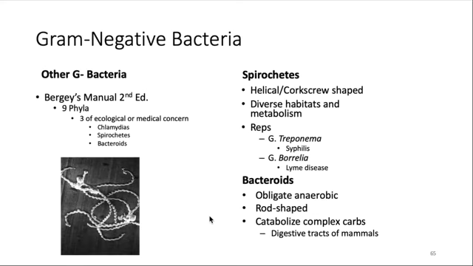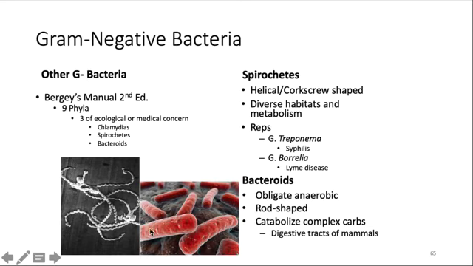So you see the spirochetes in this picture here, helical, corkscrew shape, and then the bacteroids as well. So this is the last group of the bacteria that we're looking at under classification. And so that brings us to the end of our classification of prokaryotes, which covered archaea and bacteria.